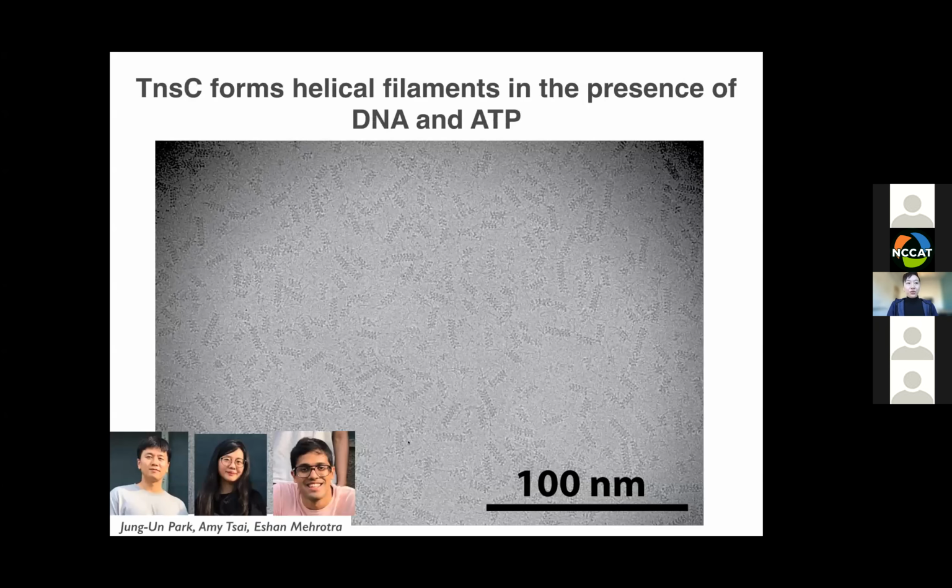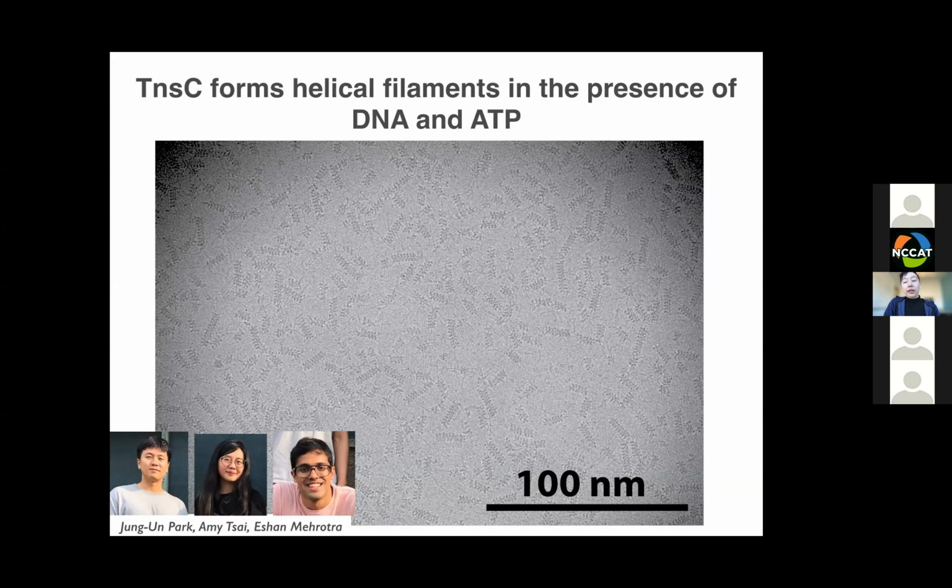This is a Cryo-EM micrograph, and this is an image of the TnsC, or the matchmaker protein, in the presence of DNA and ATP. What you can see are these beautiful filamentous structures. It looked like they were forming oligomeric structures that didn't seem to be very defined in terms of their length. In fact, for any piece of DNA we gave it, this TnsC protein would polymerize along the full length of that DNA.